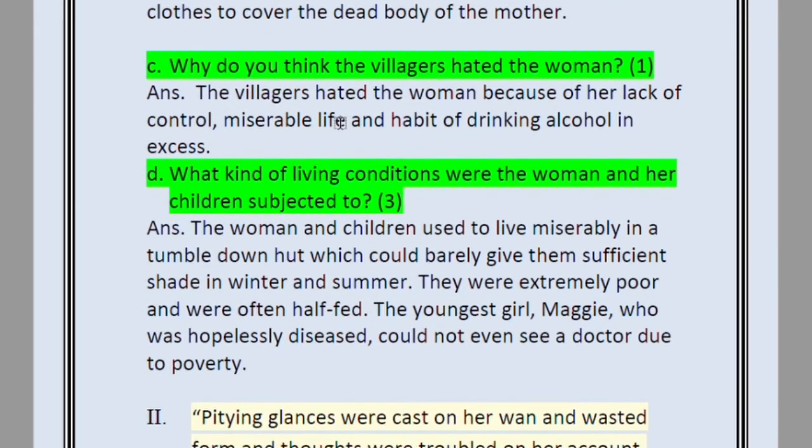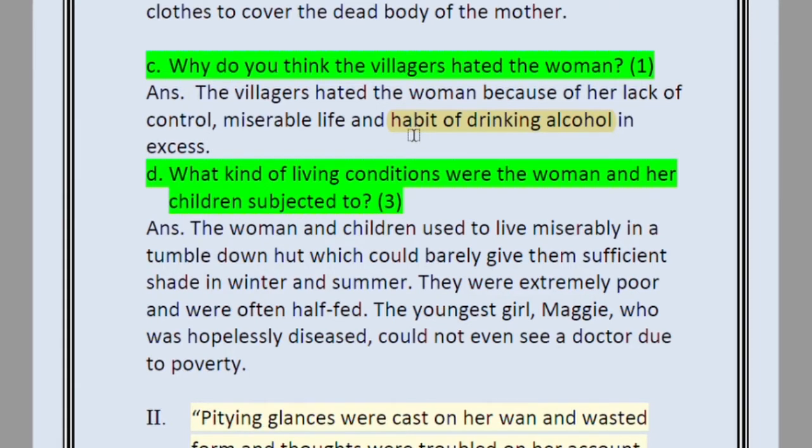Next question. Why do you think the villagers hated the woman? The villagers hated the woman because of her lack of control, miserable life, habit of drinking alcohol in excess. These are the reasons. Most important reason is the one that I have highlighted. Habit of drinking alcohol created a lot of nuisance in the village. Somebody is drinking a lot, not taking care of her children. These qualities are not liked by people, isn't it?